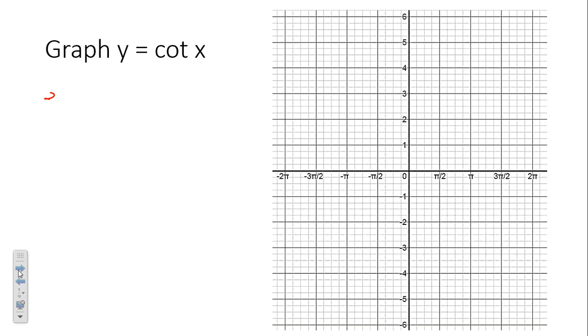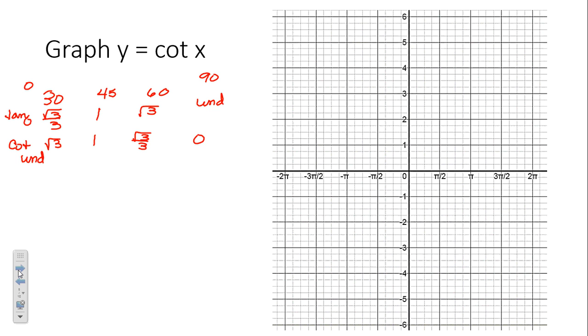So when we were at 30 degrees, the tangent was square root of 3 over 3. That means the cotangent is just plain old square root of 3. At 45, the tangent was 1. The cotangent will also be 1. And at 60, the tangent was the square root of 3, so the cotangent is going to be the square root of 3 over 3. Okay? At 0, the tangent was 0, and the cotangent is going to be undefined. And at 90, when the tangent was undefined, the cotangent will be 0.